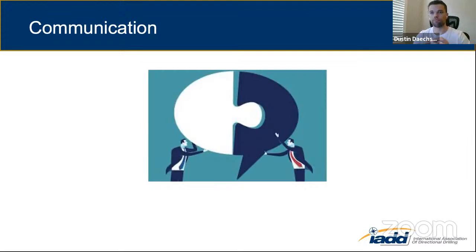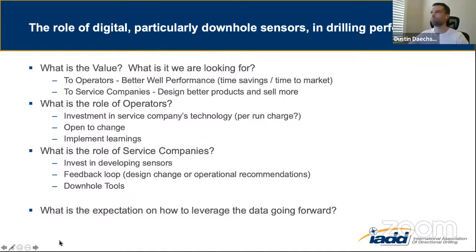So with that, I think IADD over the last couple of weeks has been going down a road of digital transformation, and I feel like this first discussion is a nice segue into that, from the digital transformation into bits, right, into what is regarded in, say, the bits world as important. So the role of digital, particularly in downhole sensors and in drilling performance.